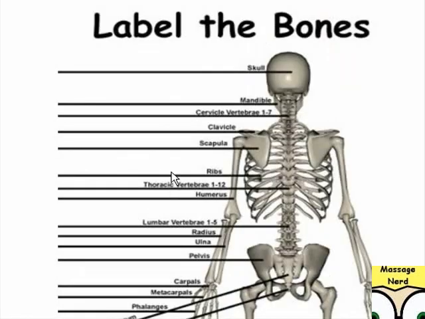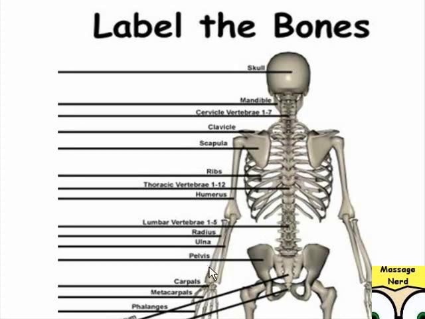Let's locate the posterior bones. Skull, right here. Mandible, but it's mostly anterior. Cervical vertebrae, 1 through 7. Clavicle, it's mostly anterior. Scapula. Ribs, all these areas. Thoracic vertebrae, all right here, 1 through 12. Humerus, right here. Lumbar vertebrae, 1 through 5.